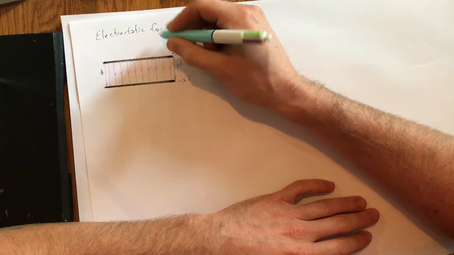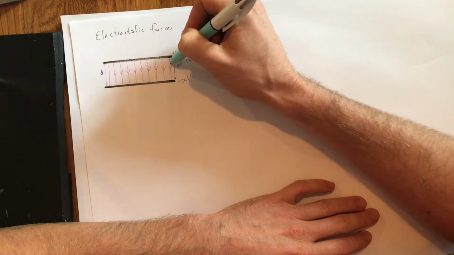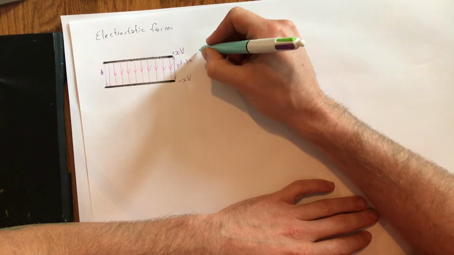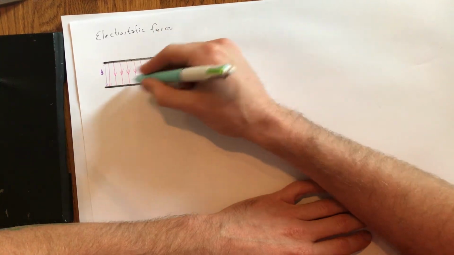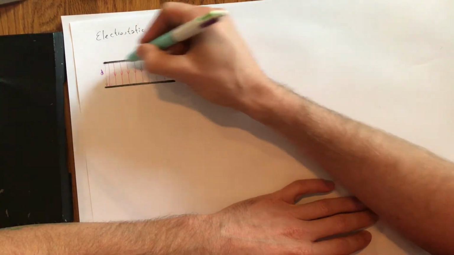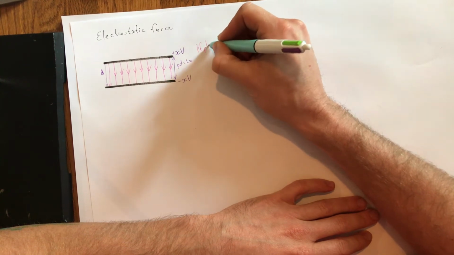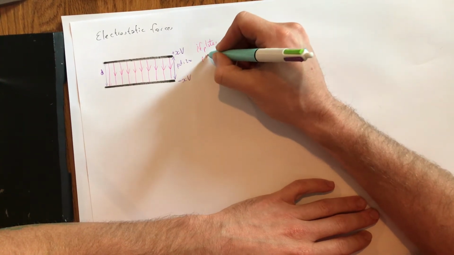Now, one thing that I should be more careful to do is to draw the separation to be exactly the same. Because if you remember, the strength of the electric field is uniform at all points inside there if the plates are parallel, okay? So if plates parallel, the field is uniform.